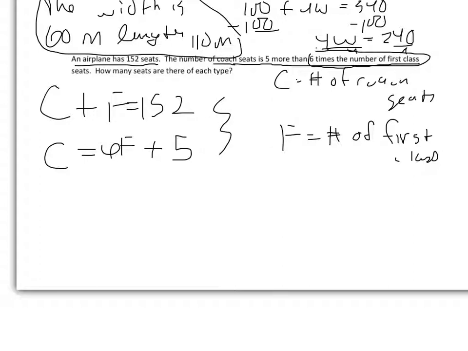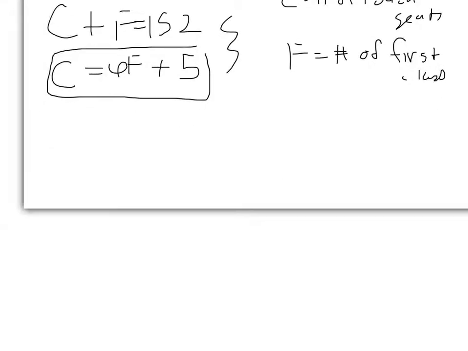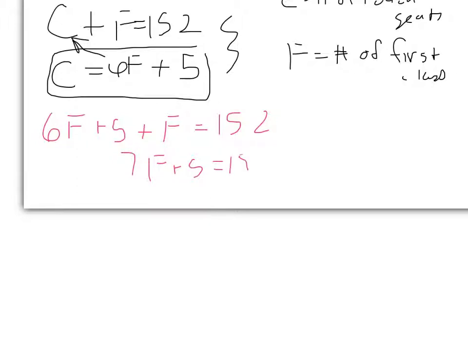And when we're doing story problems in the system section, we need to have these two equations because we have two variables. So because C equals 6F plus 5, we can do a little substitution and plug that in for the C right there. That is, we can write this as 6F plus 5 plus F equals 152. So combine these up, 6F and F is 7F plus 5 equals 152.